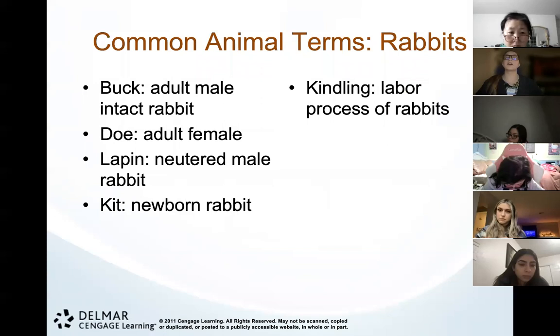Then our females, regardless if they're intact or not, are the does. When we have newborn rabbits, we call them kits. And the labor process of rabbits is kindling. So the doe is kindling, the doe is giving birth.